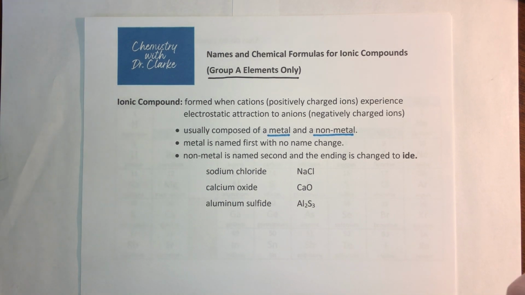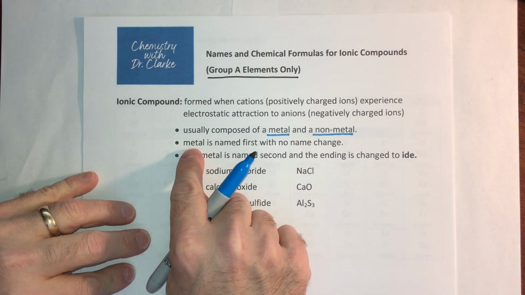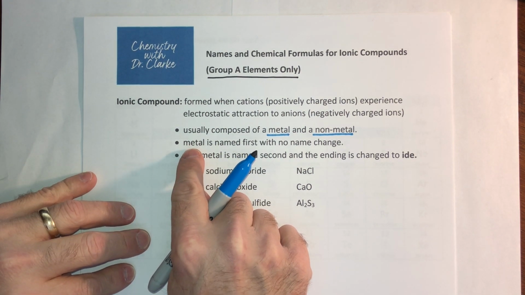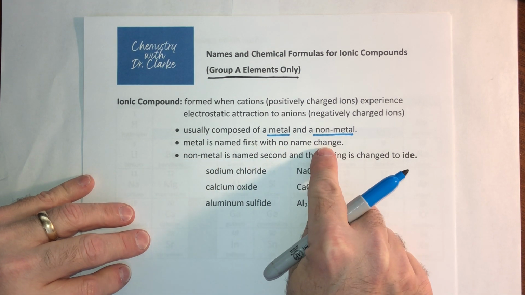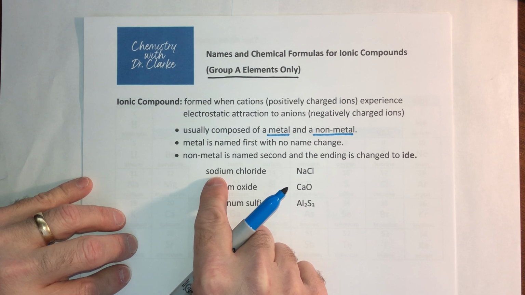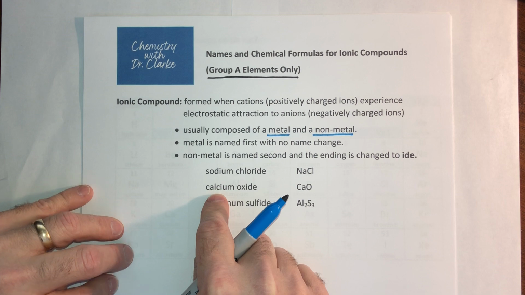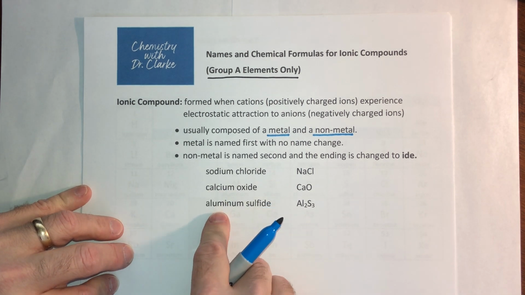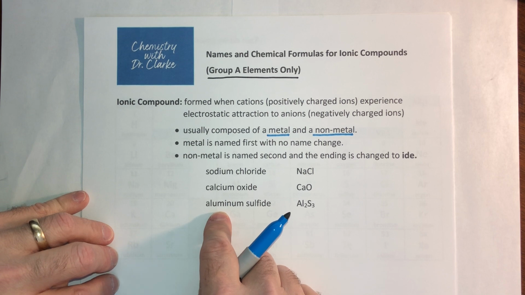Now, the ionic rules, there's not a whole lot there. First thing, when you write the name, the metal is always named first. So we'll name the metal first, and we don't change its name. If you look at the periodic table, sodium is listed on the periodic table as sodium. Calcium is listed as calcium. Aluminum is listed as aluminum.